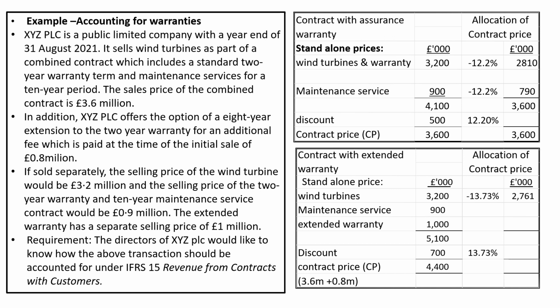3,200 minus 13.73% gives us 2,761. From 900 we take away 13.73%, which gives us 776, and from 1,000 we take away 13.73%, that gives us 863. And if we total that up, that gives us 4,400, which is the contract price.